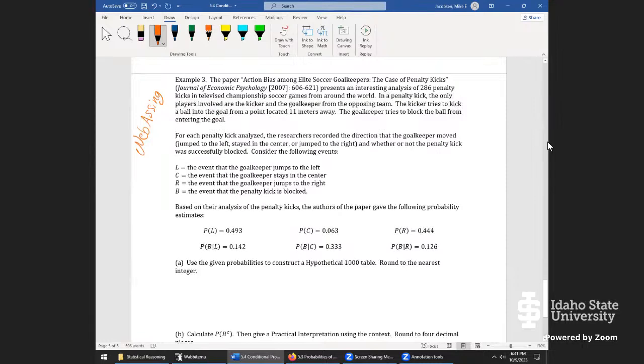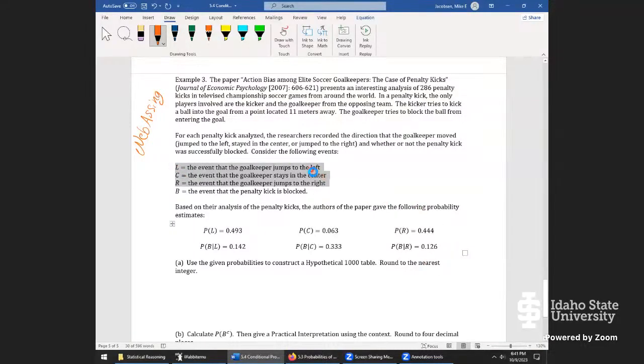Now they go on to say, for each penalty kick analyzed, the researchers recorded whether the goalkeeper jumped to the left to block, stayed in the center, or jumped to the right. So they looked at what the goalkeeper did. And they also recorded whether or not the penalty kick was successfully blocked. So we have a lot of events. L, C, and R is what the goalkeeper is doing.